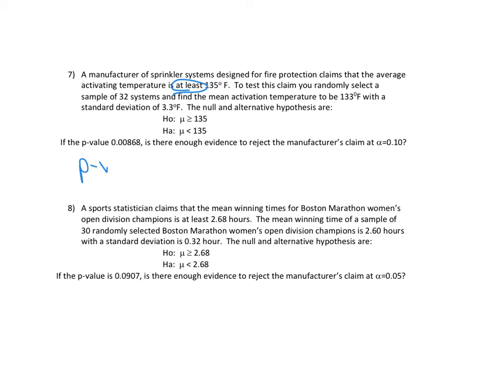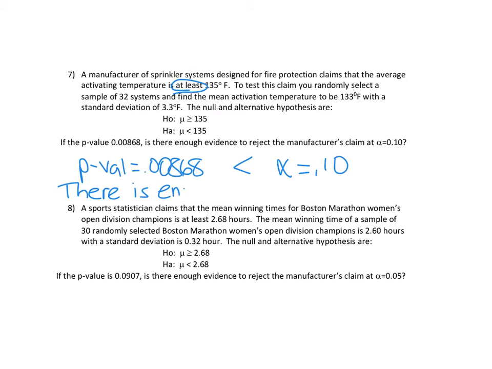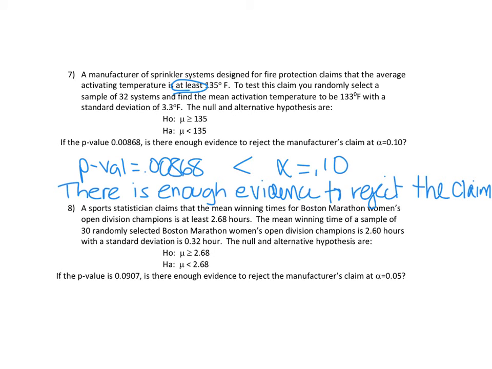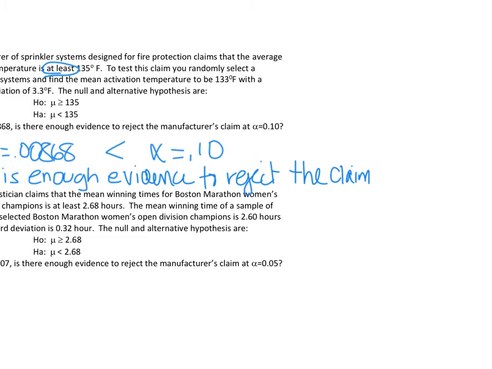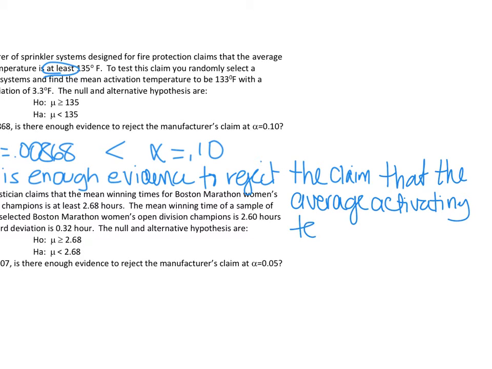If the p-value is equal to 0.00868 and you're comparing it to alpha of 0.10, which definitely is smaller, then there is enough evidence to reject the claim that the average activating temperature is at least 135 degrees.